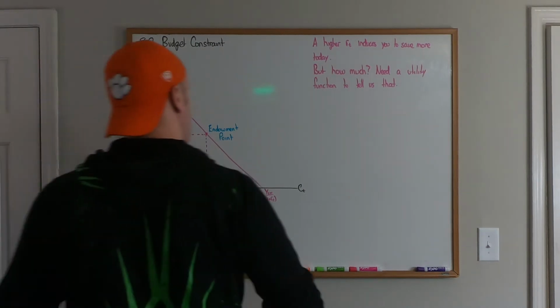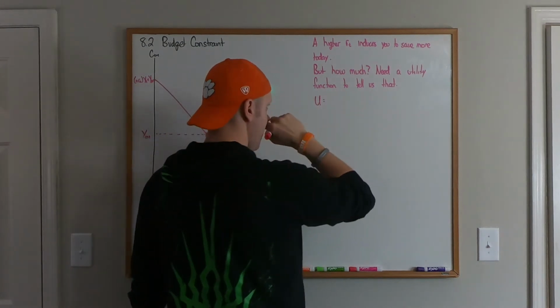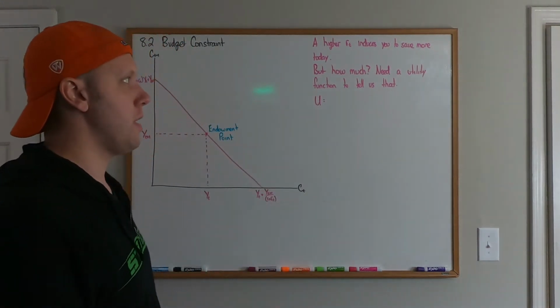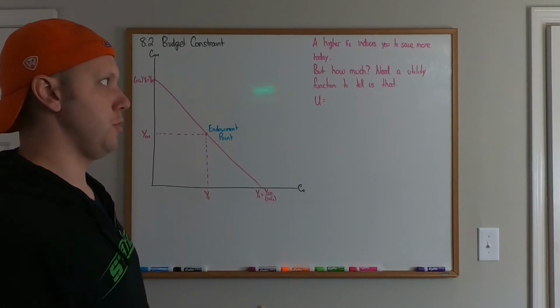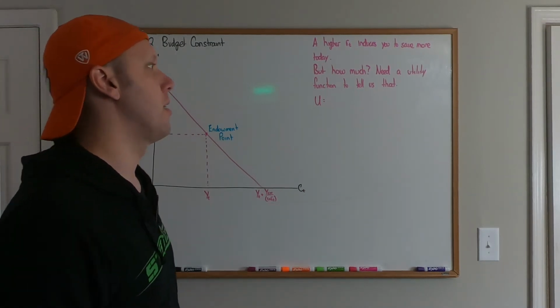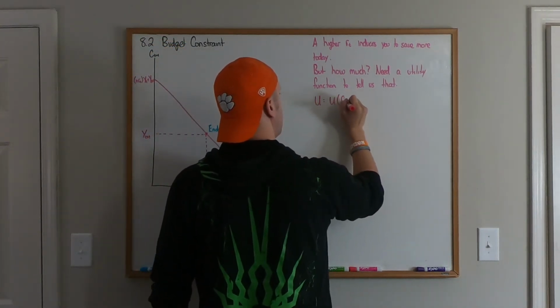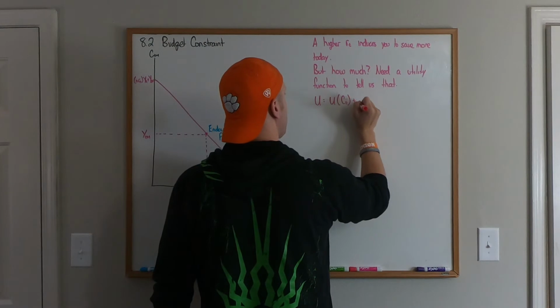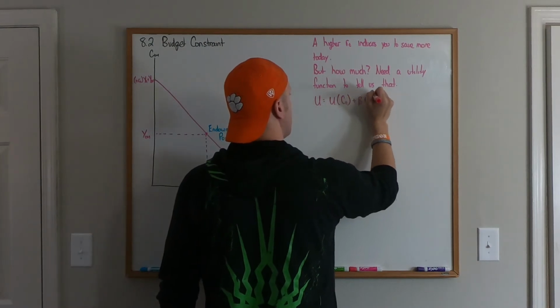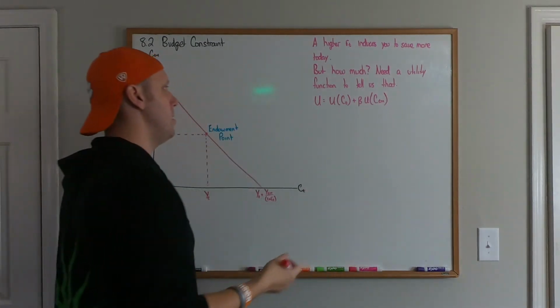So if you remember, utility, lifetime utility. Now I'm just going to do this in an abstract utility, like functional form. I'm not going to do log utility because it just honestly doesn't particularly matter. We'll have utility of consumption today plus beta times the utility of consumption tomorrow. All right, that's our utility function.